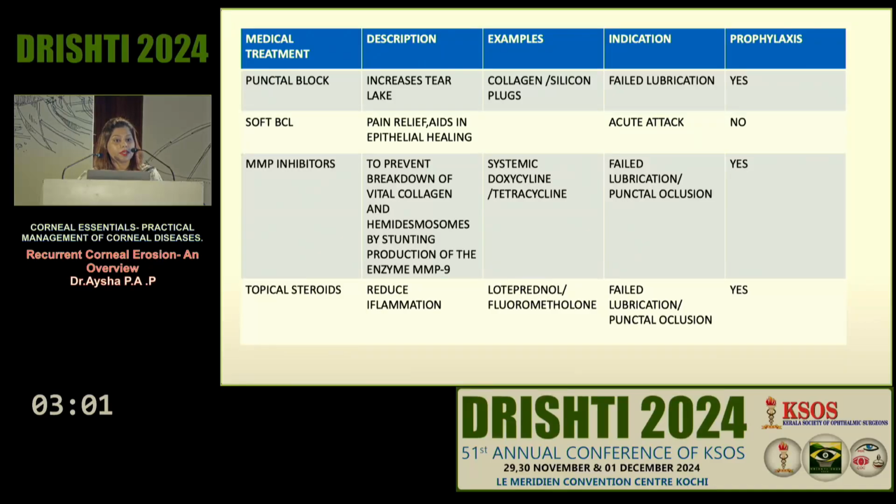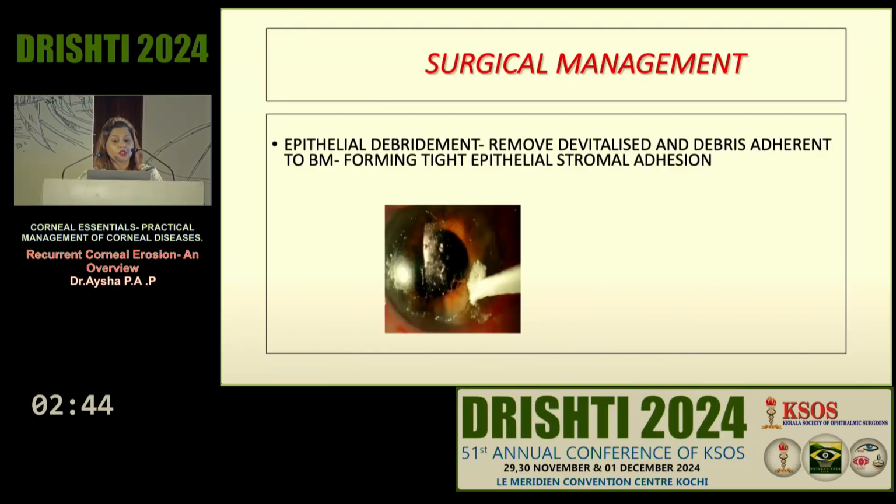Punctal block: in severe cases, if there is severe dry eye, you can use a collagen or silicone plug. Soft BCL, if the patient is not relieved with any medical management. Tetracycline, doxycycline. Topical steroid, a very low potency steroid, if lubrication fails or if there is severe inflammation. So what are the other management options?